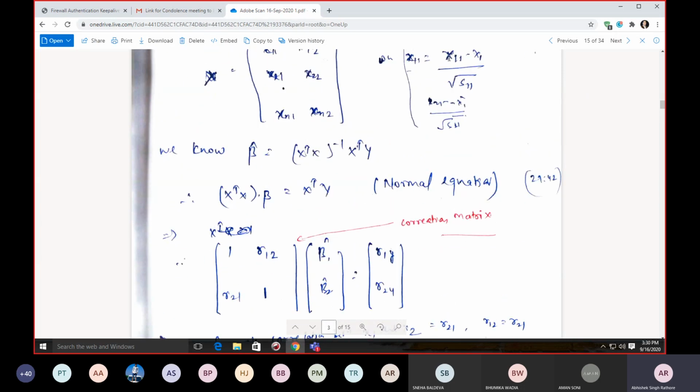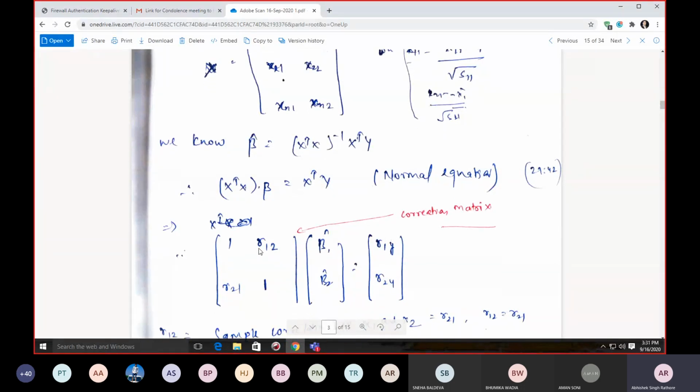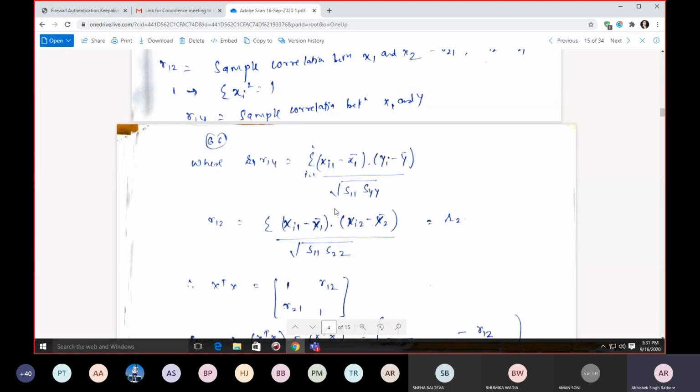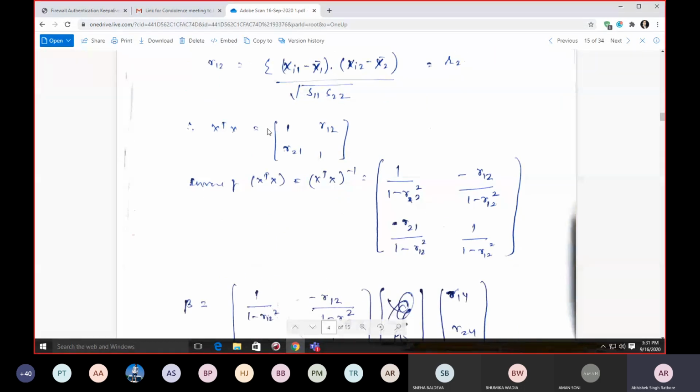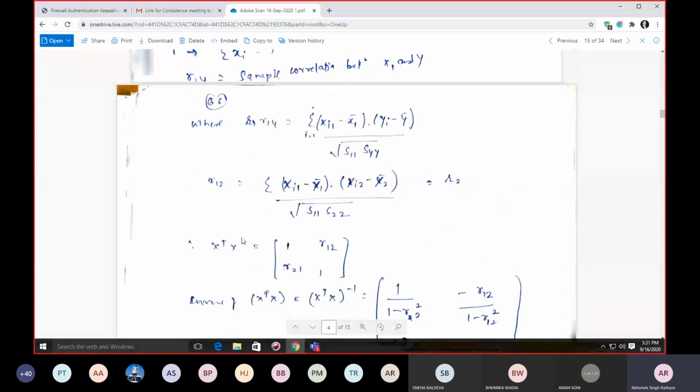When you solve this equation, you'll replace all these values and solve them to get this value. So instead of writing these bigger values, I am just replacing them by r12 and r21 over here. So this is how we get our matrix x transpose x, and this is just equal to r21. So don't panic, we don't have to go that deep.